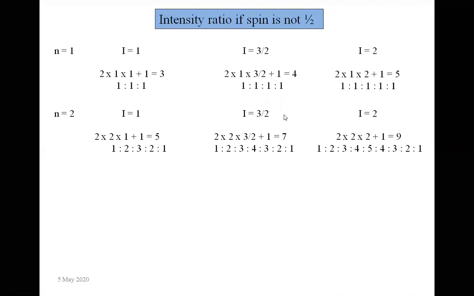Similarly, if spin is 3 by 2 and n is equal to 2, then 2 into 2 into 3 by 2 plus 1 is equal to 7 lines, and the intensity ratio will be like this: 1 1 2 2 3 3 and 4. Okay, and if I is equal to 2, then we will get 9 lines and we will write the intensity ratio like this.